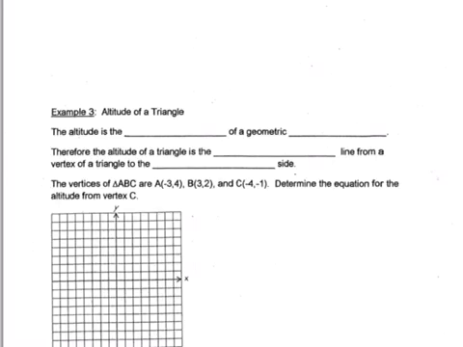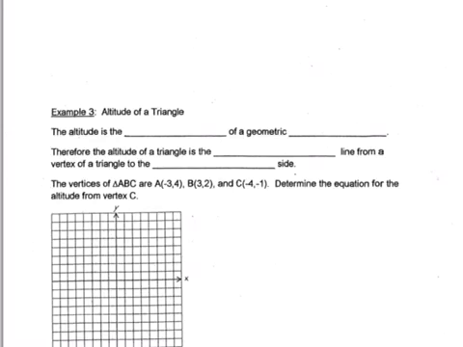So far, we've talked about a median, which goes from a vertex to the midpoint of its opposite side. And we've also talked about a right bisector or a perpendicular bisector. Now that's a line that goes through the midpoint of a line segment and it intersects at a right angle, so it's perpendicular to the line segment. Now the last type of line segment we're going to look at in this unit is the altitude.